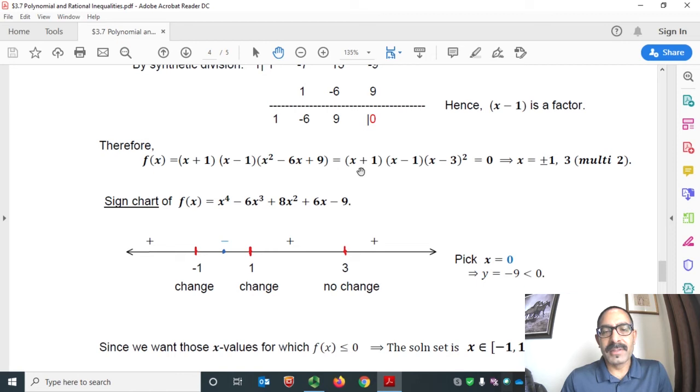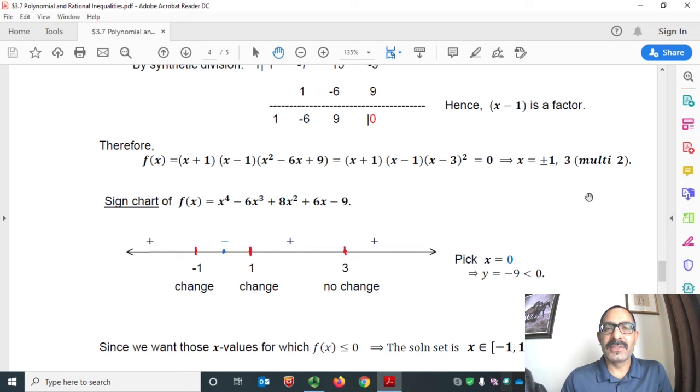That means x plus 1 equals 0 gives us x equals minus 1. x minus 1 equals 0 gives us x equals plus 1, so x equals plus minus 1. And x minus 3 equals 0 implies x equals 3, but the multiplicity is 2. I hope this computation makes sense to you all. So now we have the real zeros of this polynomial, which are x equals plus minus 1 and 3. The zero x equals 3 has an even multiplicity.